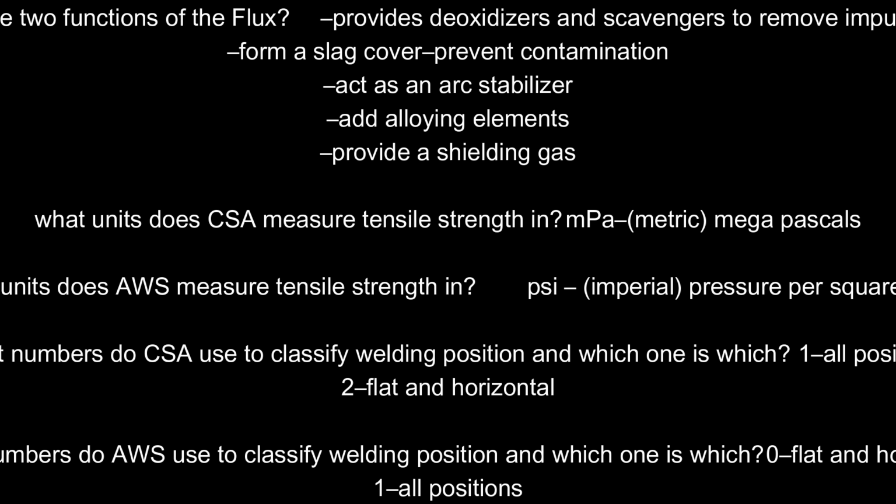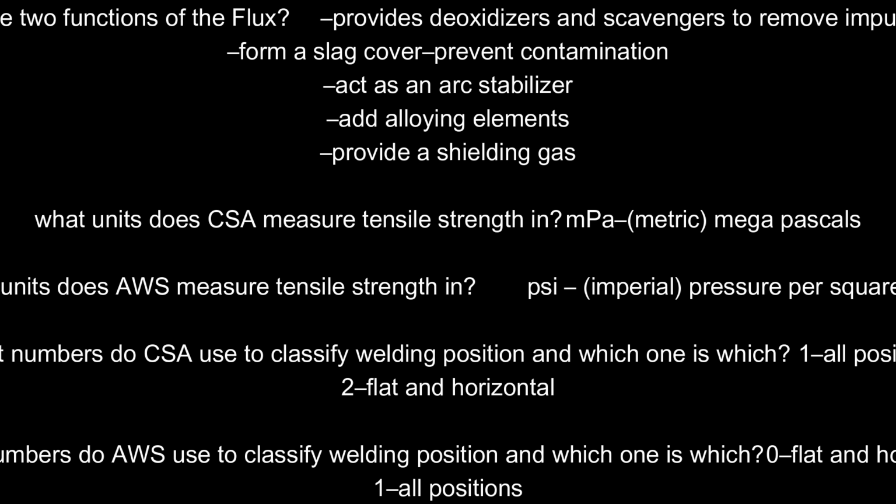What units does CSA measure tensile strength in? MPa, metric, megapascals. What units does AWS measure tensile strength in? Psi, imperial, pounds per square inch. What numbers does CSA use to classify welding position, and which one is which? 1. All positions. 2. Flat and horizontal. What numbers does AWS use to classify welding position, and which one is which?